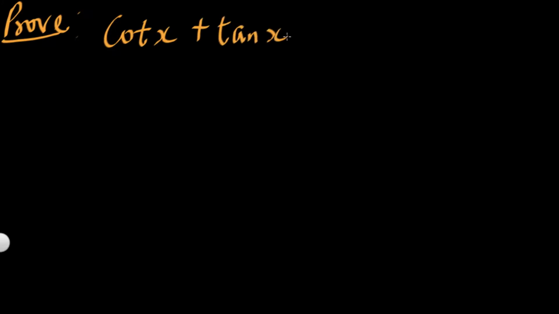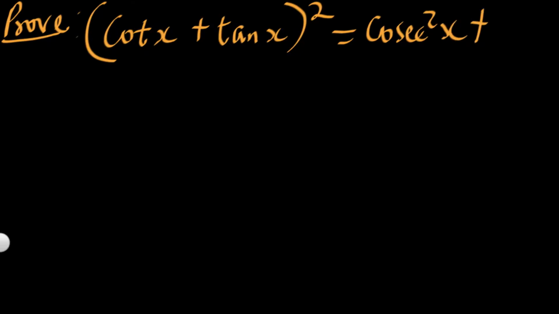Okay, prove the trig identity that cot x plus tan x, all of this squared, is equal to cosec squared x plus sec squared x. Cosec squared x plus sec squared x. You want to prove this, that they're really equal.